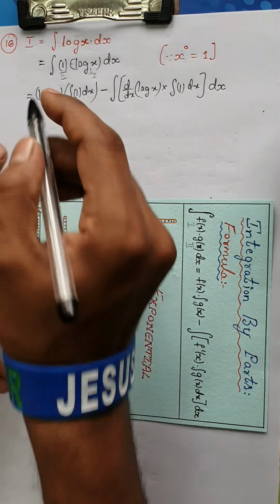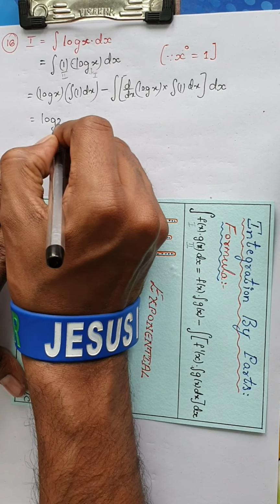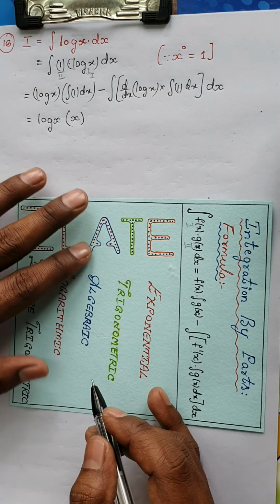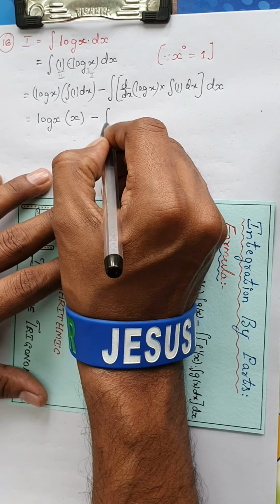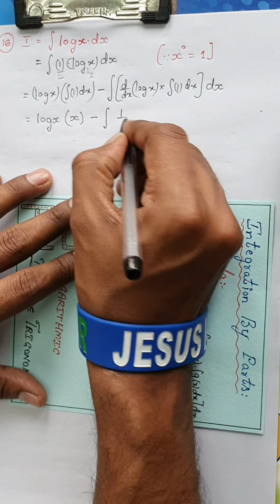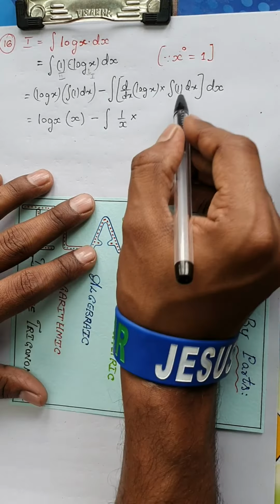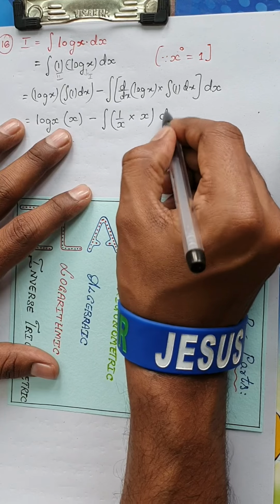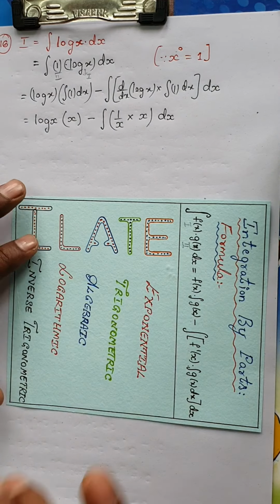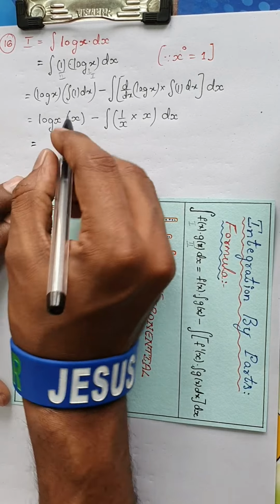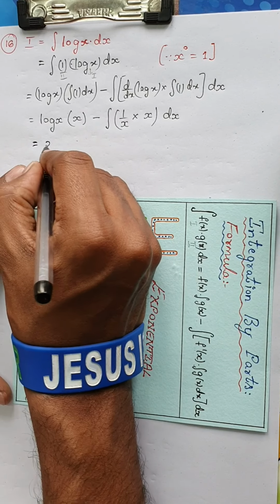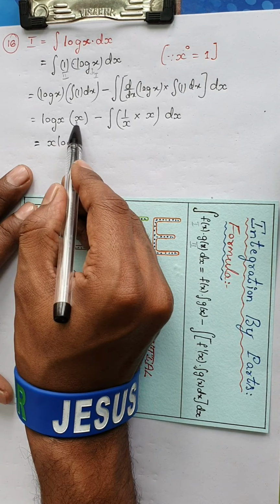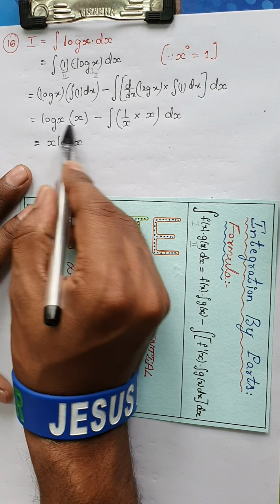This is nothing but log x into, now what is the integral of 1 dx? We all know the integral of dx is x, right? Minus integral of, now the derivative of log x, we all know it is 1 by x, into the integral of 1 dx, which as I just told you is x, and this is integrated with respect to x. So this is nothing but log x into x. Remember, write it as x log x. Please students, don't make the mistake of writing it as log of x square. No, it is not log of x square, it is x log x.